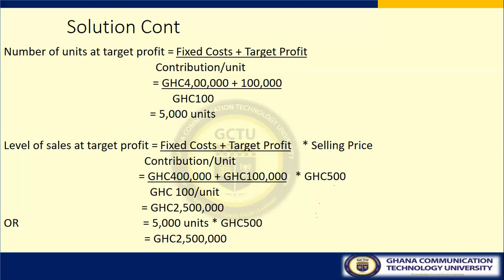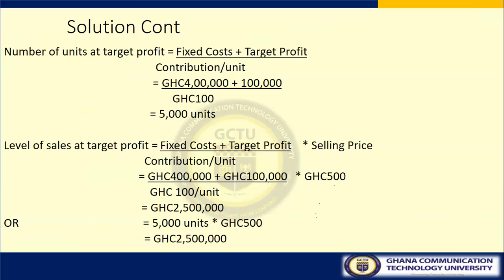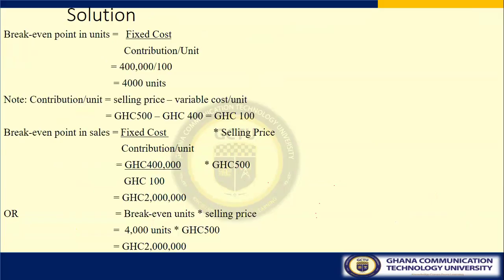All right, let's continue. Let's solve another question. Let us all try this. Please write the formulas down, and then you try it. I'll give you 7 minutes to try it. Write the formulas down. That's the break-even point. We said the contribution is equal to selling price minus variable cost. Please write it down.